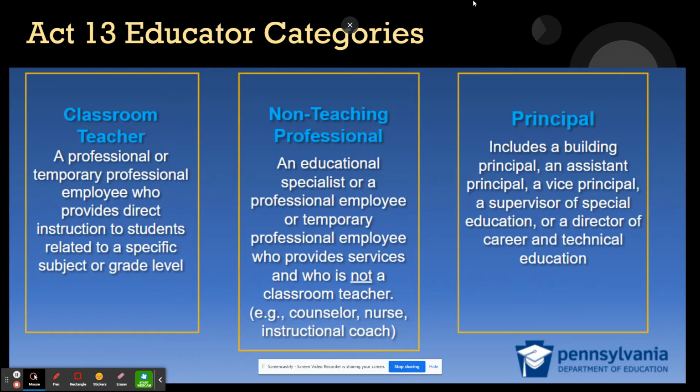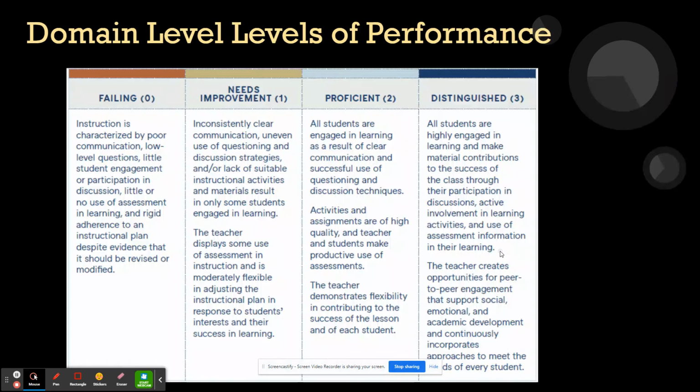There are three categories in Act 13. There's the classroom teacher, which is anybody who directly instructs students in a certain grade level or subject area. There are non-teaching professionals, which could be guidance counselors, nurses, and instructional coaches. And of course, principals, assistant principals, or directors of special education, things of that nature, fall into the principal category. You're still going to fall under that 1 through 3. You're either going to be in the failing area, needs improvement, proficient, or distinguished, just like we were in the past.